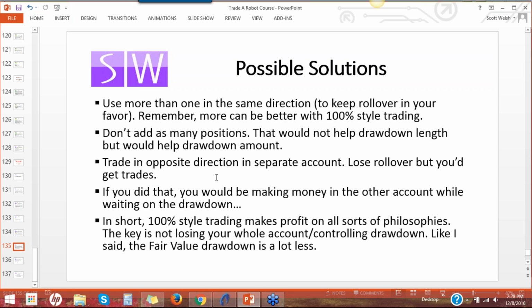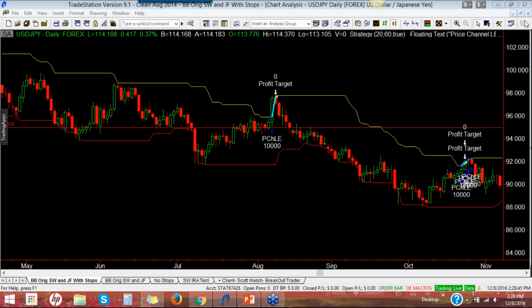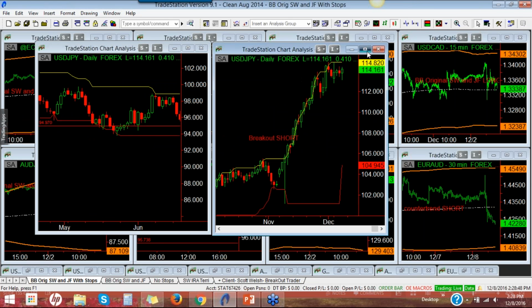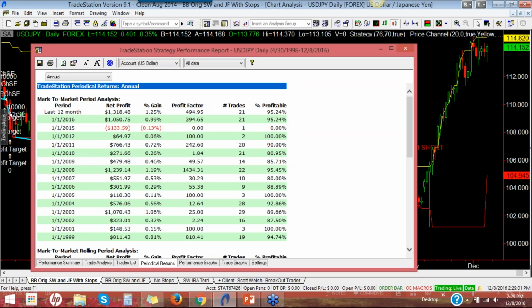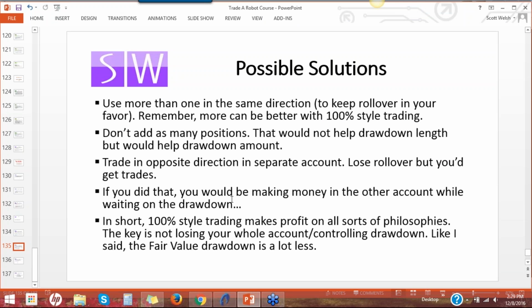So what if we traded the exact same type of style, but slightly different settings for the short, different breakout, different profit target, but very similar. What if you traded in the opposite direction, right? Here's the short version, right? And you can see that, remember, it was 2010 to 2012. Well, if you had this particular robot, same daily, same dollar yen, but in a different account, you can see that 2010, 2011, 2012, this didn't get into any trouble, right? There's your graph. This was making money. So if you had this robot in a separate account, you would lose rollover, right? You get charged money to be in these trades, but it would allow you to keep trading while you're waiting.